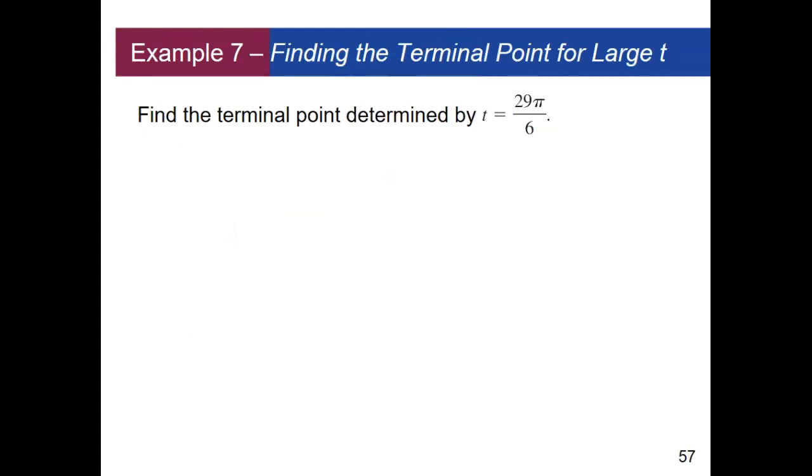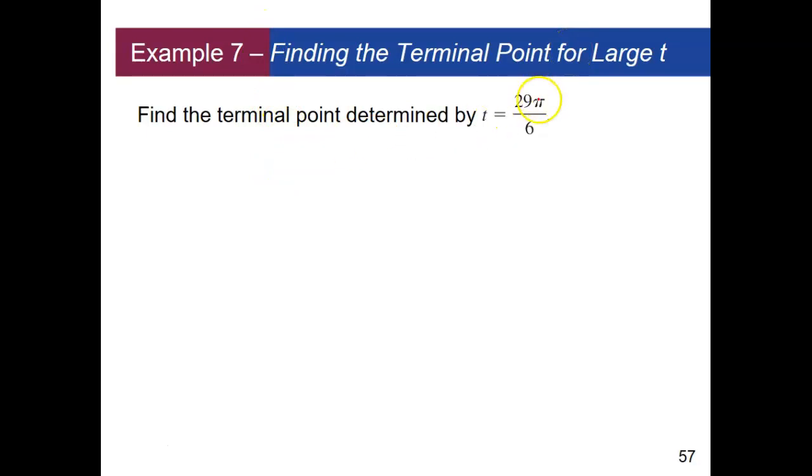Okay, so because we go around, we can keep going around the circle as many times as we want to. There are different t values that will have the same terminal point. So we're going to be looking at some that are beyond just the 2 pi. And I want to go through the process for finding those.